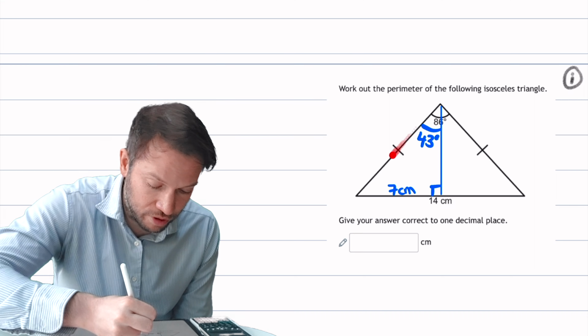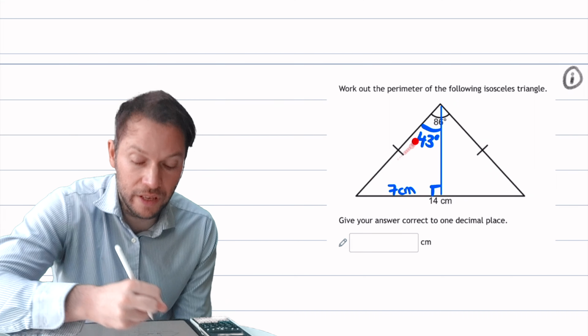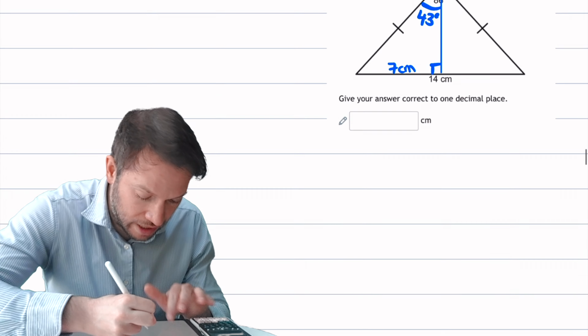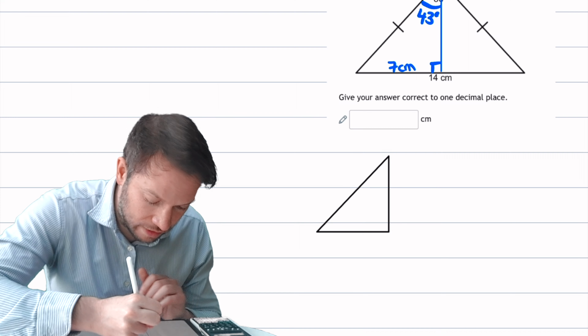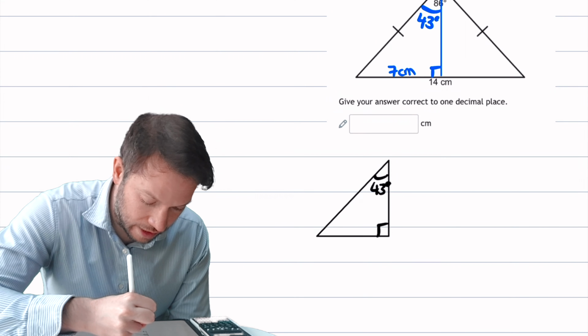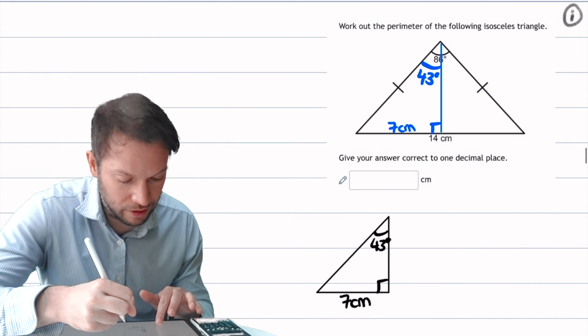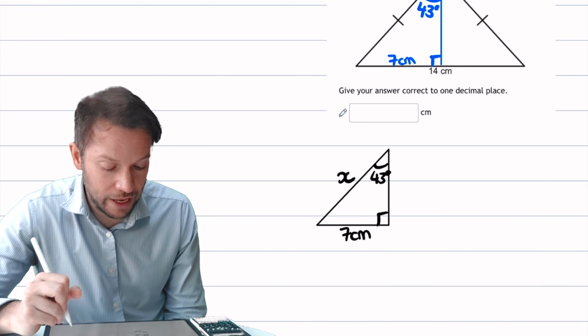Now we need to work out the perimeter. So we already know the 14 here, but we need to know this side length here. Now if I just draw out this triangle separately for clarity, we've got that this is 90 degrees, we've got 43 degrees here, and this is 7 centimeters. And we want to work out the hypotenuse. Let's just call it x, we don't know it, we're going to introduce the side length x.